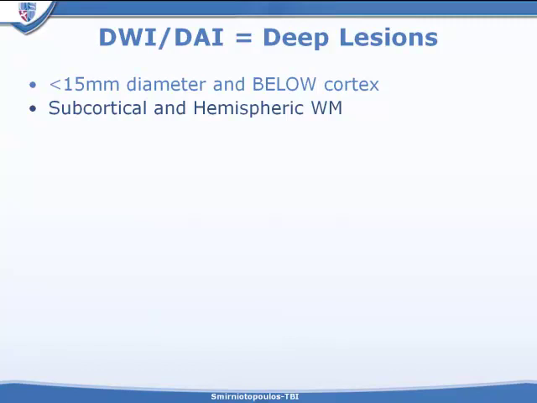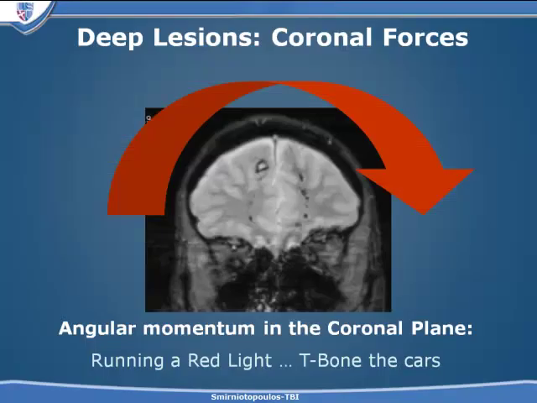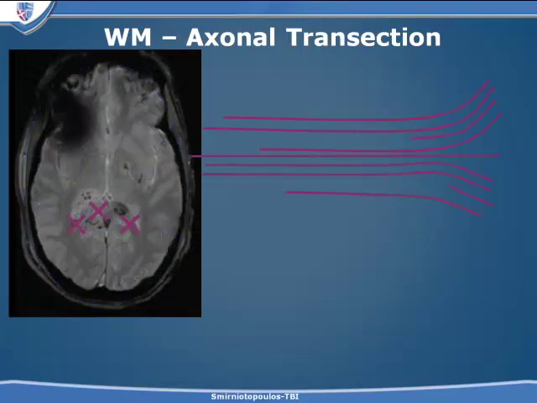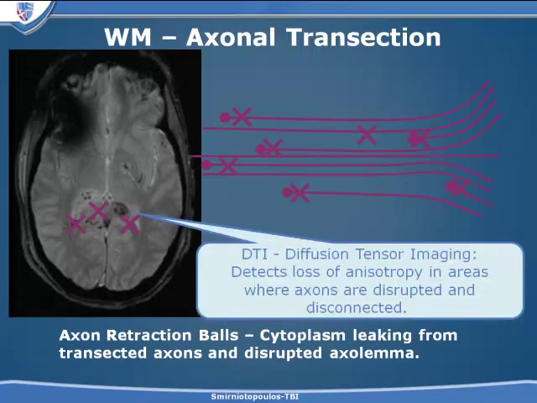They can be in the subcortical and hemispheric white matter, the corpus callosum. They may involve the brainstem, classically in the dorsolateral quadrant of the upper brainstem, the upper pons, and the midbrain or mesencephalon. If we consider what's actually happening physically in these patients, we are getting mechanical forces that somehow end up producing a disruption of the axons, and then we will end up seeing in these patients the puddling of the cytoplasm distal to the torn or truncated end of the axon, the axon retraction ball.